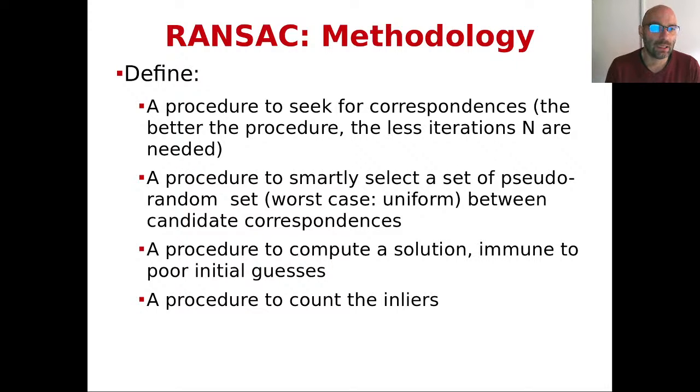And then we need a procedure to compute the solution which is immune to the poor initial guesses, having a minimal number of correspondences. And finally, we need a procedure to count the inliers, because once we have registered the 2 clouds or solved our problem, we need to figure out whether the selection of the initial correspondences was fine, and to do so we need to verify the error for all other points or other elements under the transformation or under the parameters that we have computed with the minimal solver. Okay?